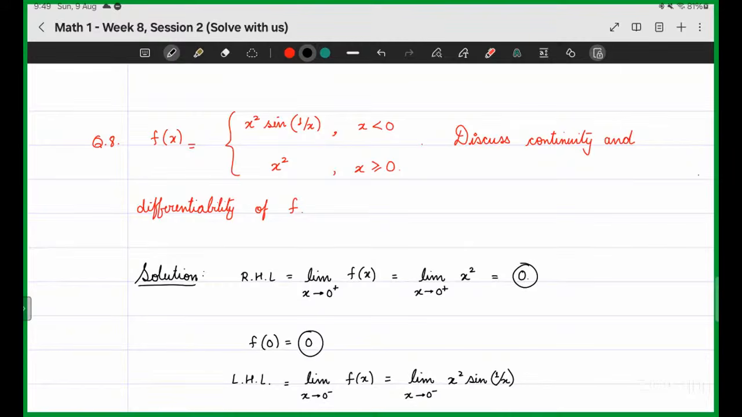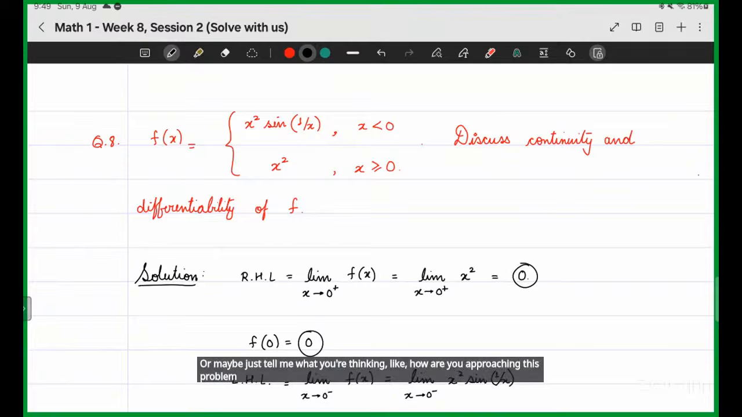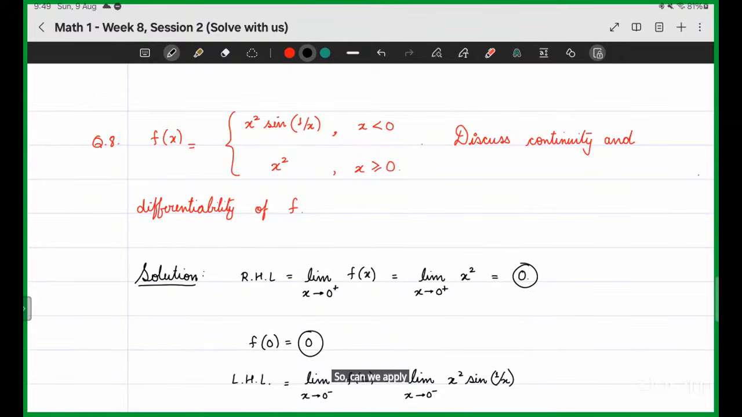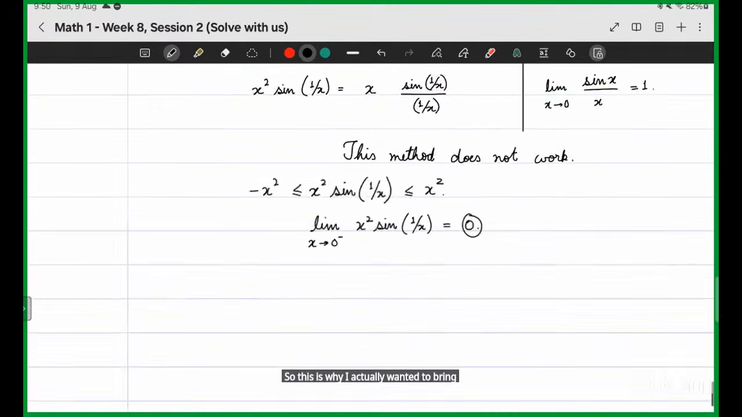Or maybe just tell me what you're thinking, or how you are approaching this problem of differentiability? Can we apply the UV rule, the product rule, and a chain function? So this is why I actually wanted to bring up this problem.